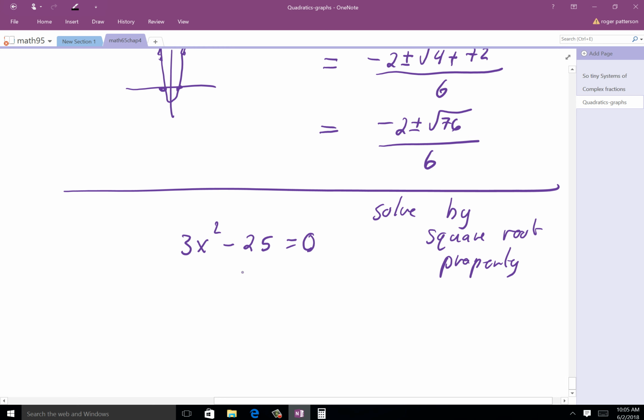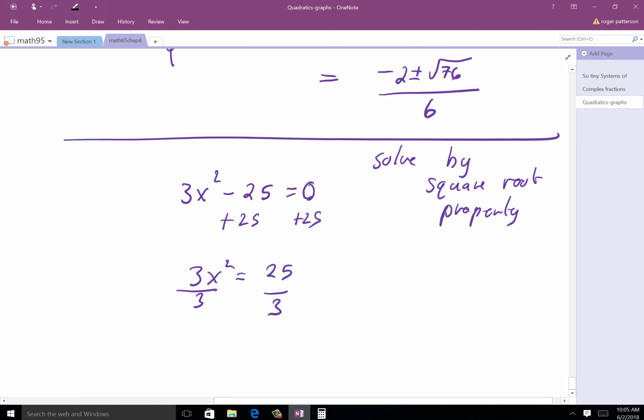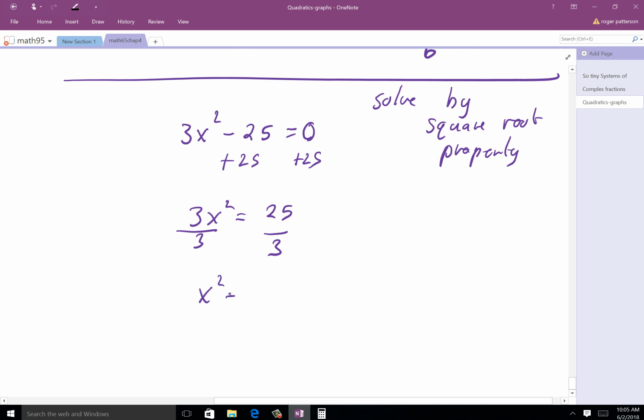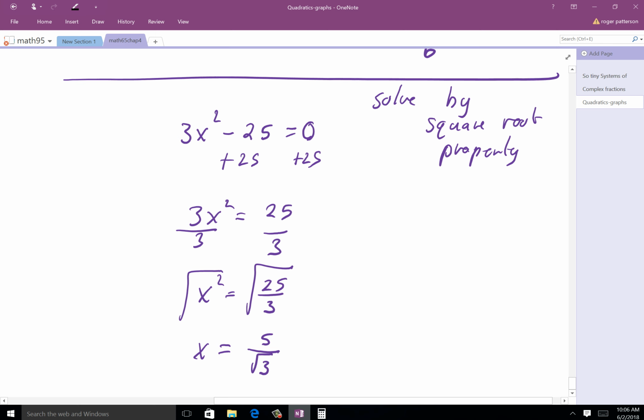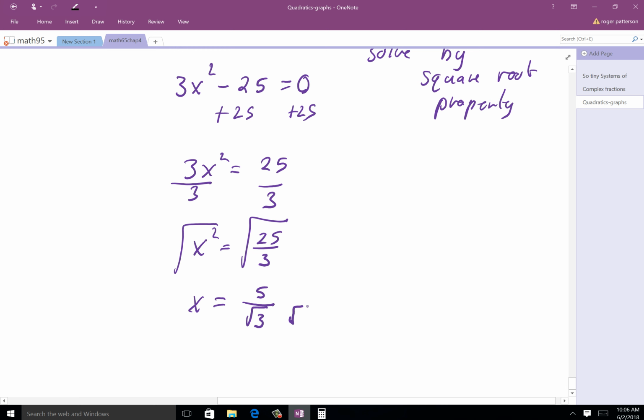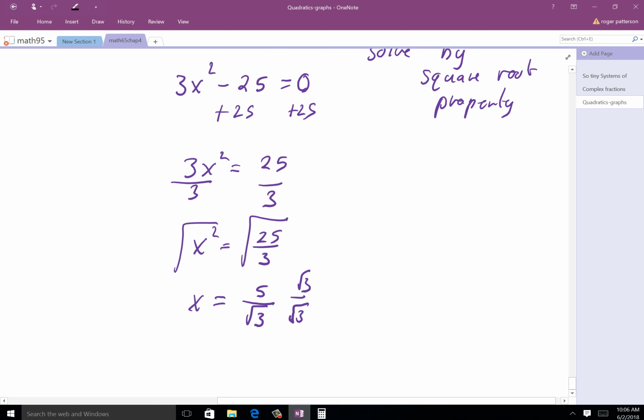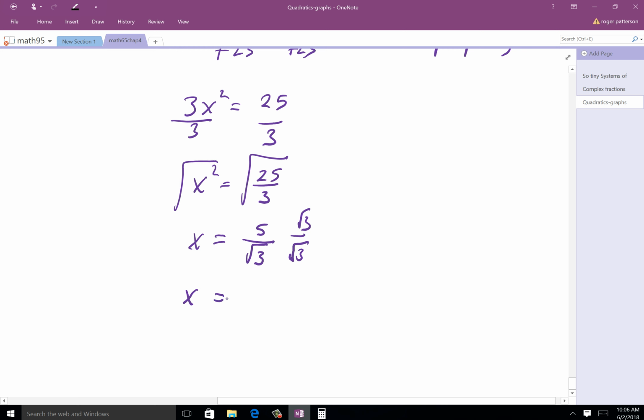The square root property, though, goes like this. So we would add 25. Divide by 3. X squared equals 25 divided by 3. Now, since this is a square, I want to square root. Square root of 25 is 5. Square root of 3 is that. This is where I would take points off. You can't have a square root in the bottom. You have to rationalize it. Alright? 5 square root of 3 over 3.